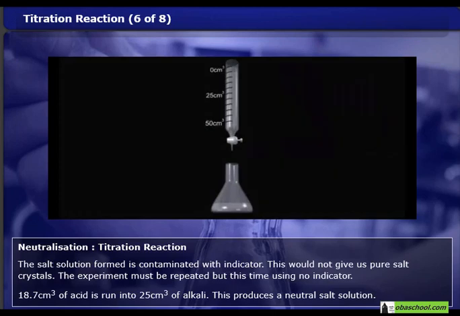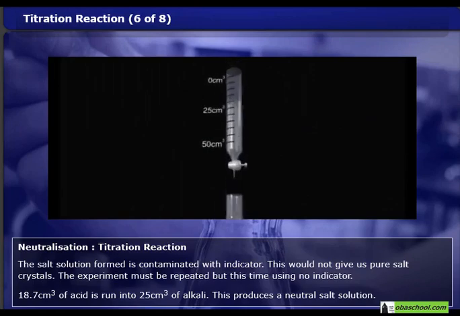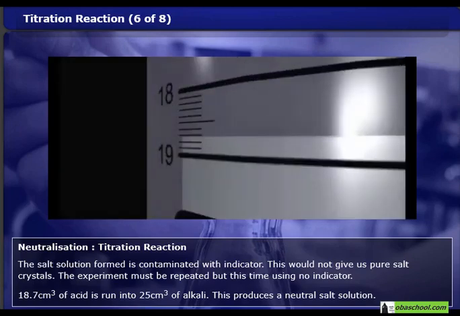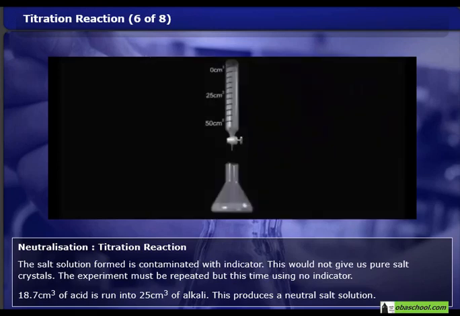The salt solution formed is contaminated with indicator. This would not give us pure salt crystals. The experiment must be repeated, but this time using no indicator. 18.7 centimeters cubed of acid is run into 25 centimeters cubed of alkali. This produces a neutral salt solution.